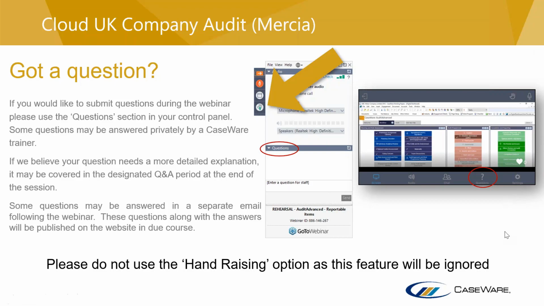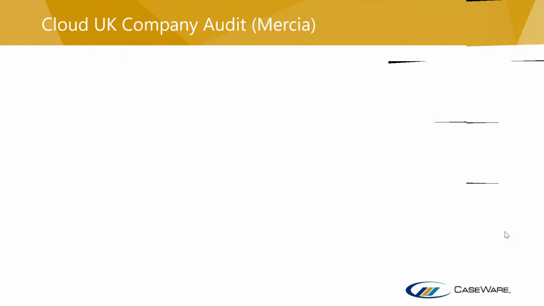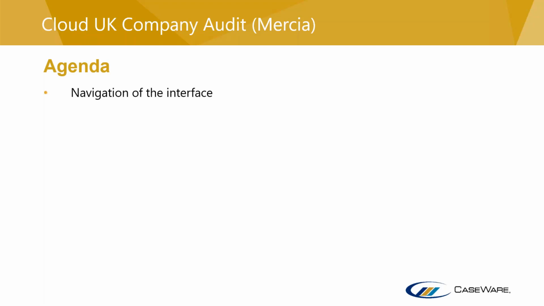To start off with, I'm just going to run through the agenda just to give you an idea of what we'll be covering, and then we'll start working our way through an actual live product element, so you'll be able to see how the navigation works. As far as the agenda is concerned, we'll be looking at features such as the navigation of the interface, because it is a brand new interface to a lot of our users and to any new potential users to Caseware Cloud. We'll run through the navigation as a starting point.